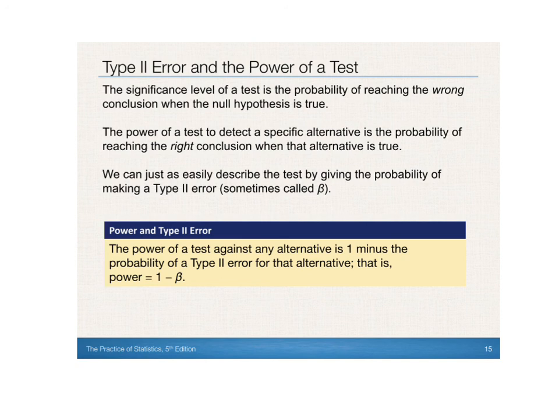We can just as easily describe the test by giving the probability of making a type 2 error, sometimes called beta. The power against any alternative is 1 minus the probability of a type 2 error for that alternative. That is, power equals 1 minus beta. Now, you're not usually going to find beta or the power from scratch. You'll usually be given one and asked to find the other. If you're given the power, you can simply solve this equation. If you're given beta, you can just do 1 minus beta.